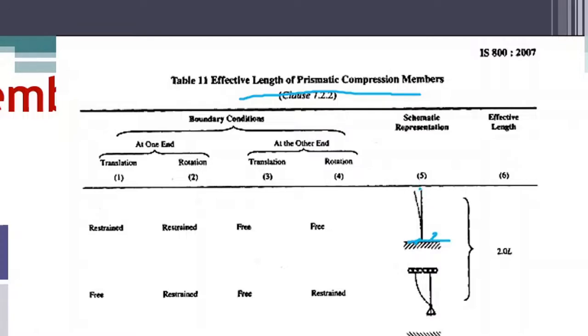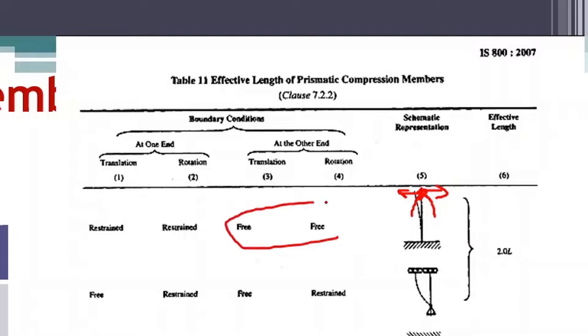There is no restraint on the top of the column. So if you look at the table, at the other end, both translation and rotation. Otherwise, both movement and rotation at that end. If you take this end, the translation is the movement in either direction. Rotation is this point rotates either clockwise or anti-clockwise. That is the rotation and the translation. If both are free, then it is called a free end. If both are restrained, so it is not allowed to even move and rotate, that is a fixed end. If both are free, it is a free end.